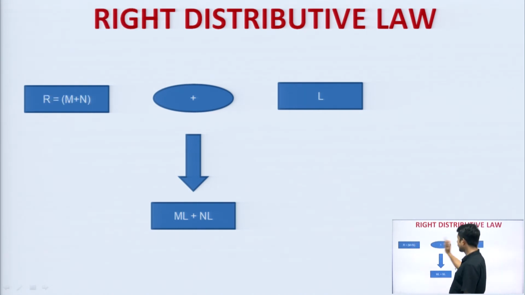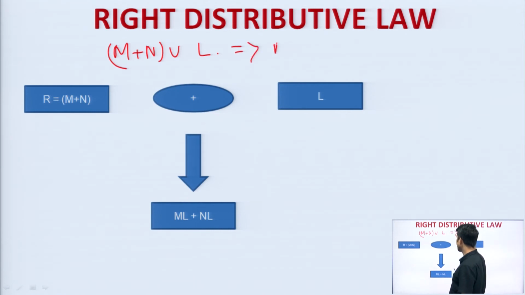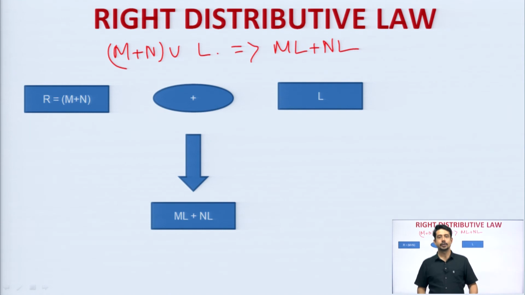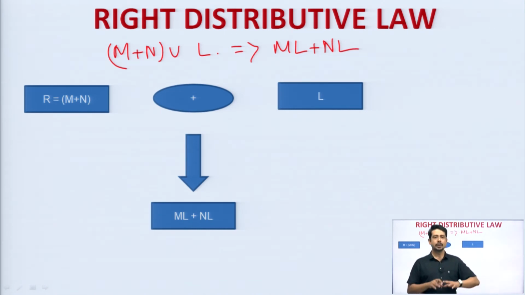Now I take m plus n over in this expression, and then do the union with L, and I will get m L plus n L. So, these are the different types of laws that we have: right distributive, left distributive, idempotent. Then we have some properties where we can directly say that the class is closed under union, intersection, complement. Okay. So, these are some of the basic properties of regular sets.